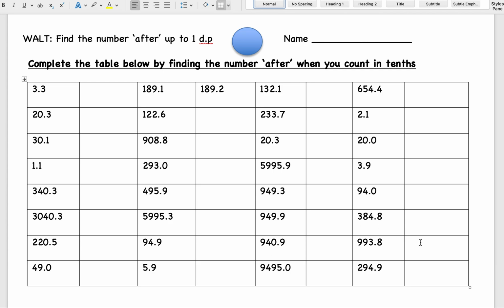Okay, so that's very straightforward. If we look perhaps down here, this one says 993.8. That has 9 hundreds, 9 tens, and 3 units, and then 8 tenths. If we find the number after, when you count in tenths, we don't have to increase any of these digits to the left of the decimal point. We just increase the 8 tenths by 1/10, which will get you to 9.